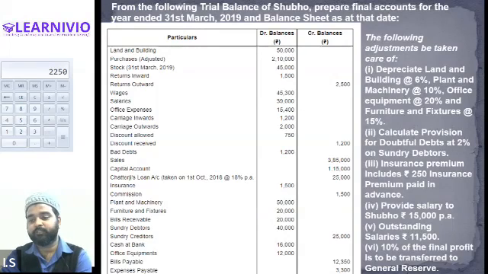And the same amount, the provision that you have made, the reduction that you made, will be taken into the profit and loss account on the debit side as well. 2% of 40,000 will be 800, right? So 800 will be reduced from the value of the sundry debtors. So the remaining amount will be 39,200. And 800 will be recorded in the profit and loss account on the debit side.